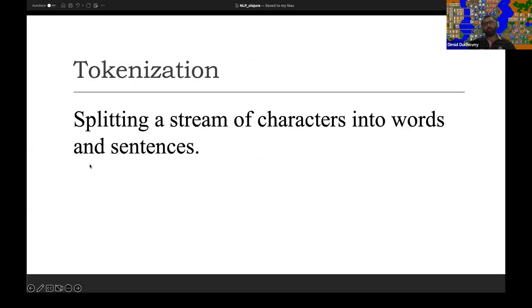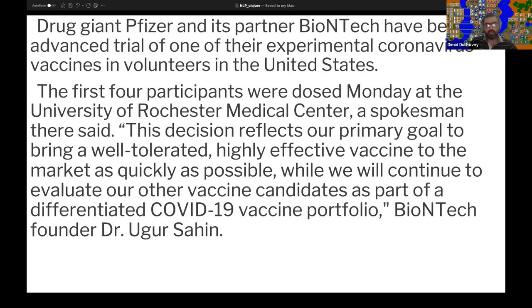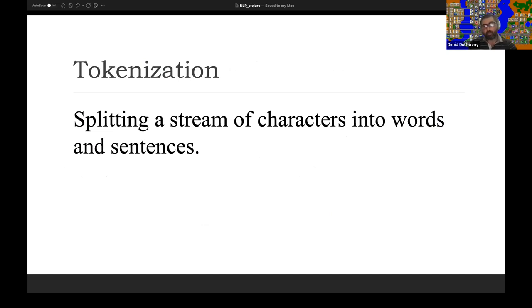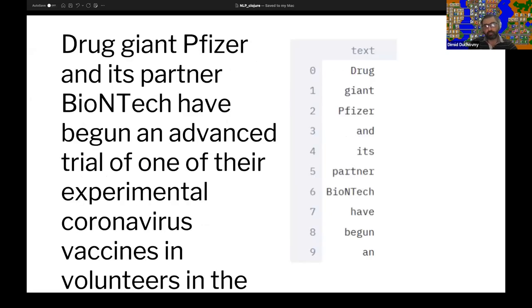Now, before we get to the details, I'd like to talk about something very basic. How do we start? We have such a pipeline where we usually start with tokenization. We start with a text and want to split it into tokens, and this process is called tokenization. For example, we could start with something like this: Drug giant Pfizer and its partner and so on, right?